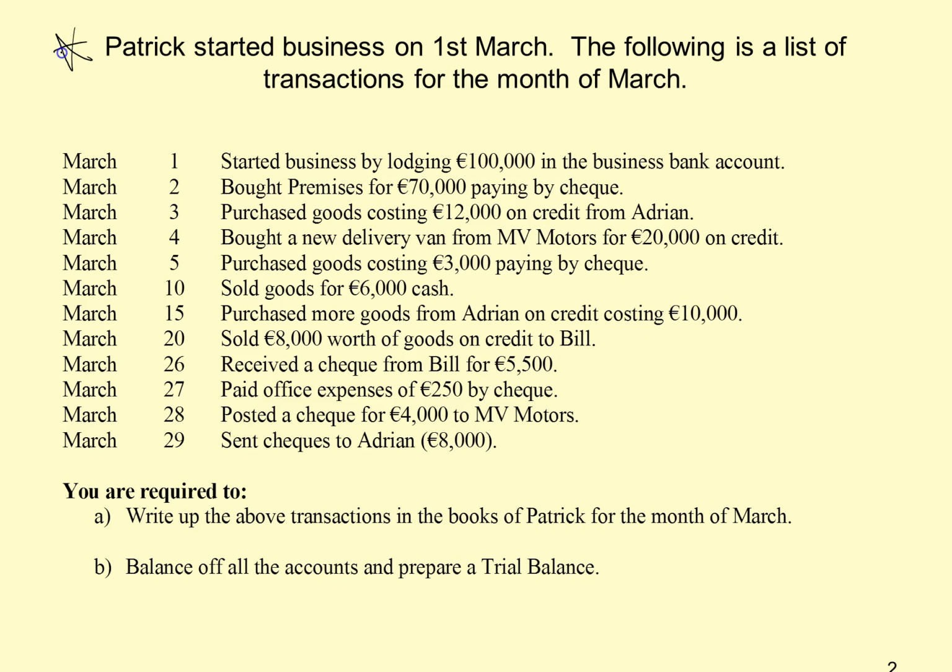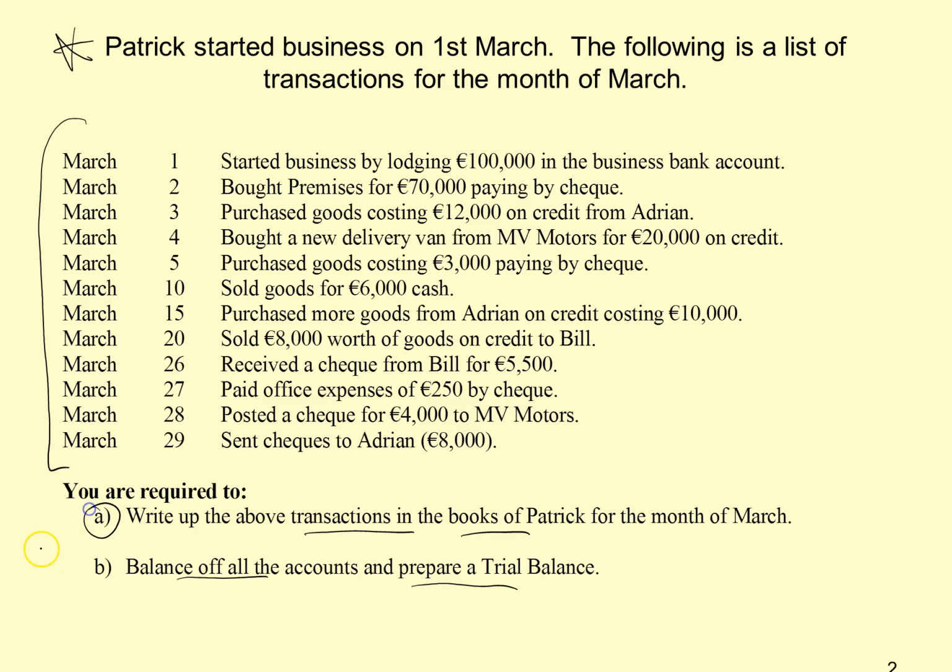So starting up here on the top left hand side of the page, we'll read through what we're asked to do. So Patrick has started business on the 1st of March. The following is a list of transactions for the month of March. So here we have the list of transactions. You are required to write up the above transactions in the books of Patrick for the month of March, balance off the accounts, and prepare a trial balance.